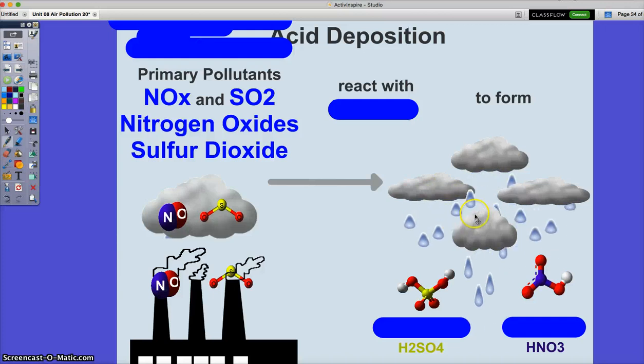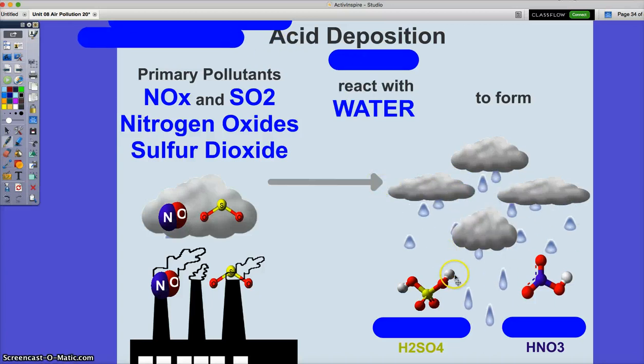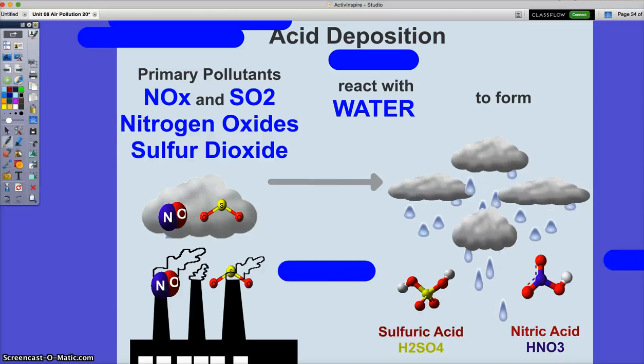What is this? A cloud that's filled with water. They're going to form what? When nitric oxides react with water, what do they form? If you put an H in front of a nitrate, what is it? Hydrocarbon. There's no C there. H in front of nitrate. In chemistry, when you put an H in front of a compound, what does it form? This would be sulfuric acid. This would be nitric acid. Good job.